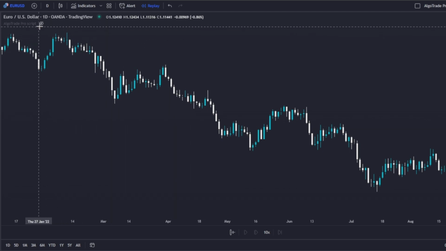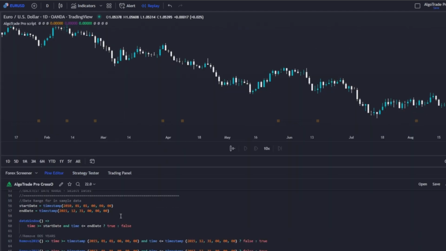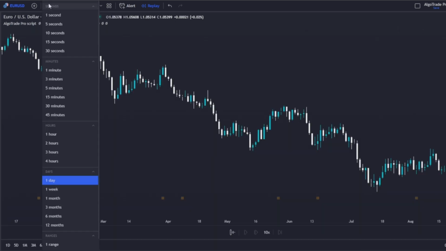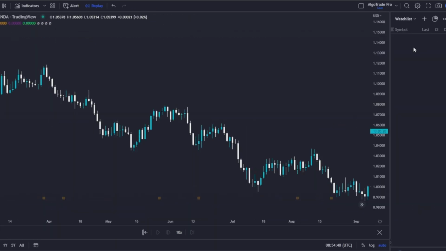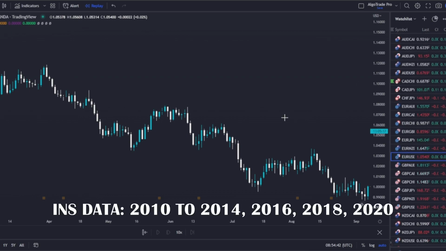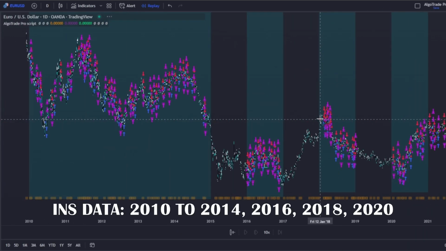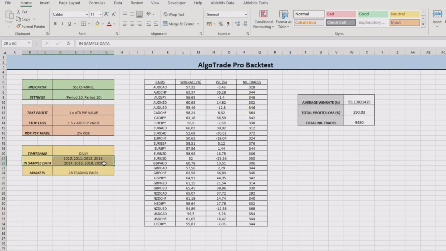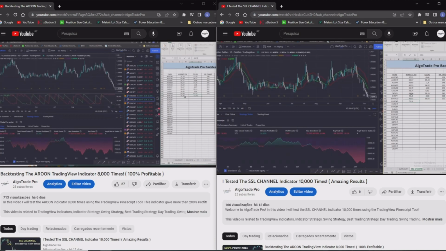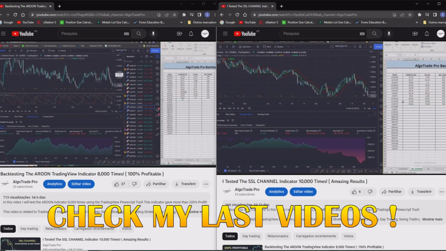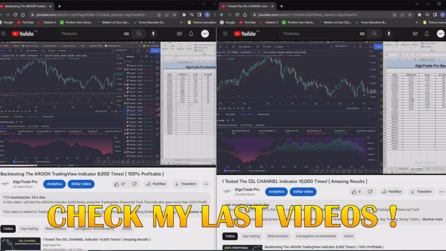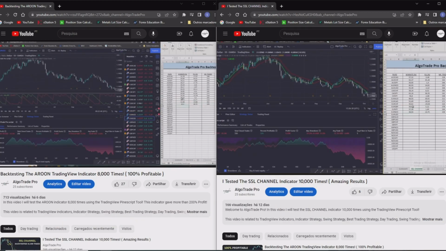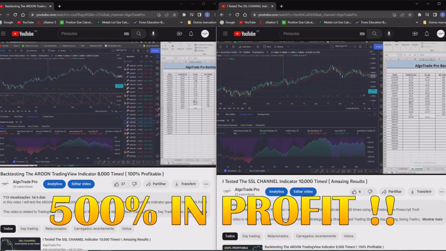To backtest the crossover strategy, I will use an algo that I created. I will perform the backtest on the daily time frame, on the 28 most common forex pairs, and using in-sample data consisting of the years 2010 to 2014, 2016, 2018, and 2020. It's the same sample setup as in my previous videos, so in the end, we can compare all indicators and strategies. If you don't know what I'm talking about, you can check my last two videos where I backtested 10,000 times the SSL channel indicator and the Aroon indicator, which provided more than 500% profit together.